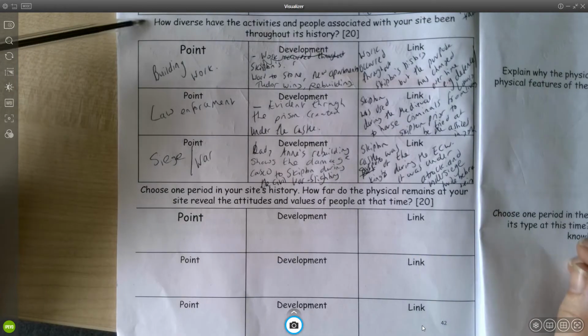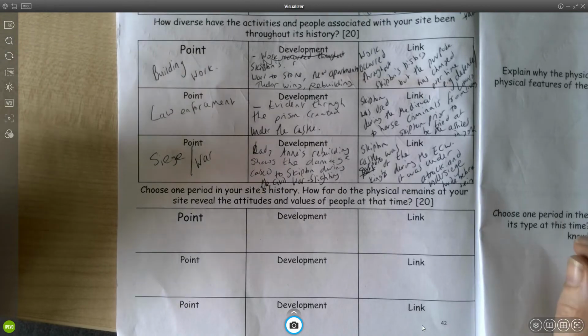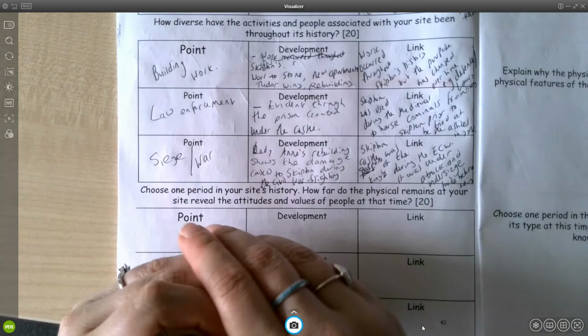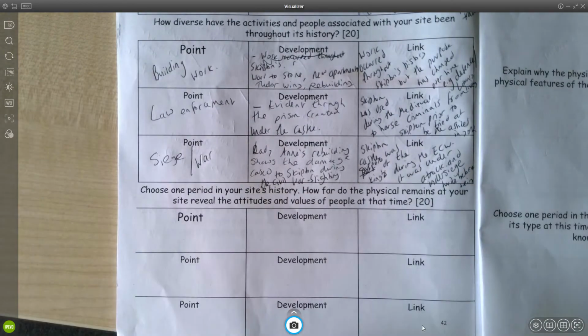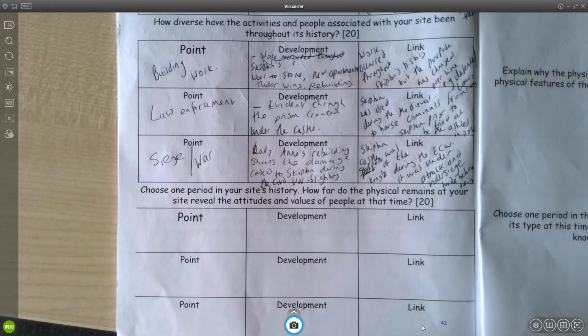Now, you may want to put in a bit of a conclusion with this one. So how diverse have they been? Make an overall judgment. You could talk about building work always happening throughout its history. However, you could talk about how law enforcement and the siege were at specific points in its history and they actually haven't been repeated.